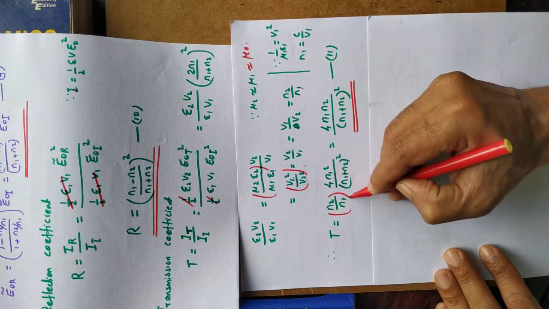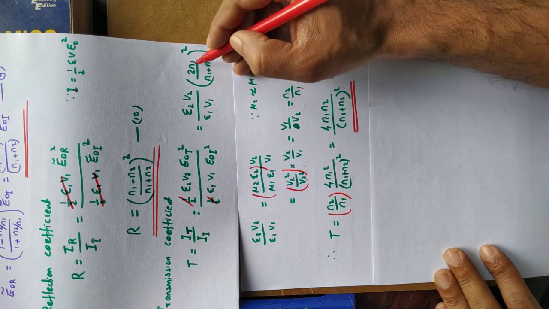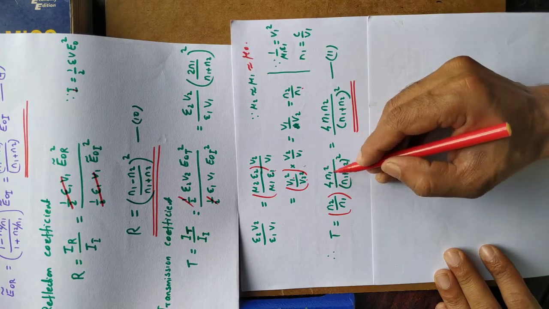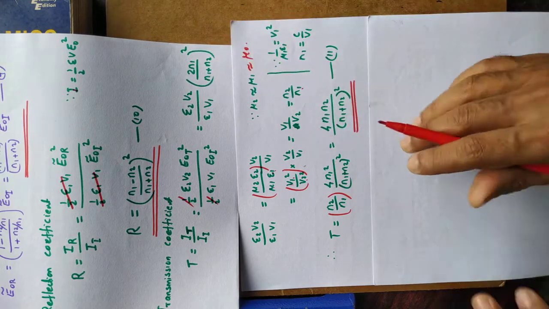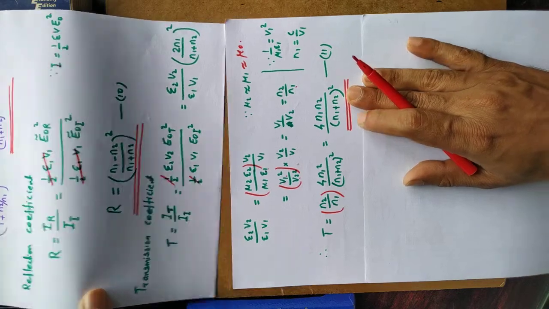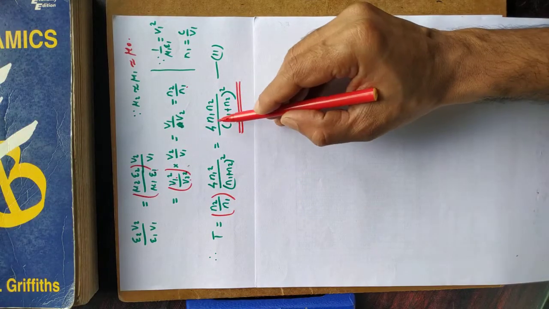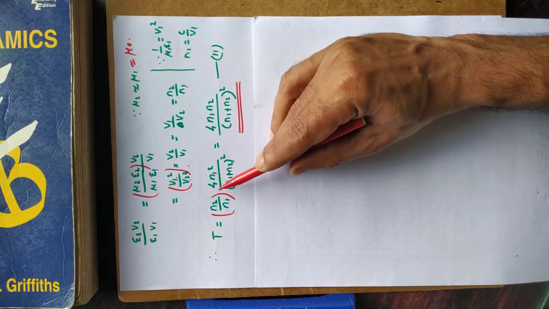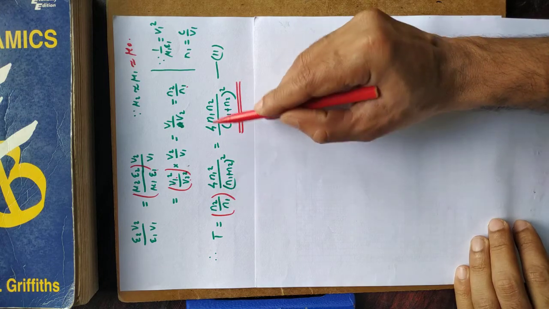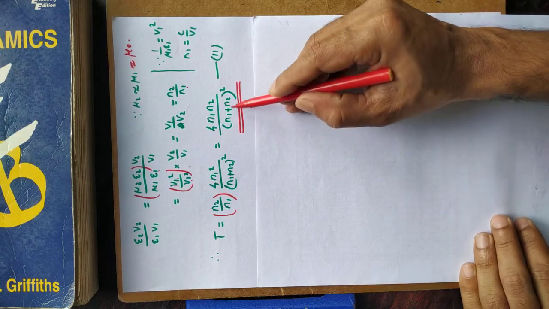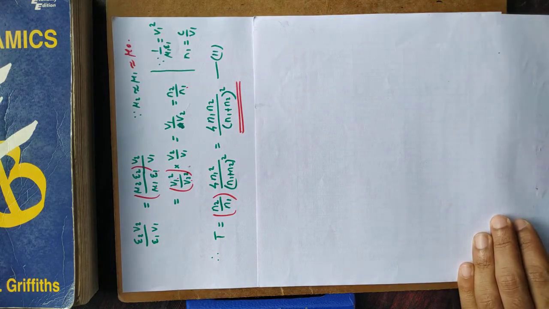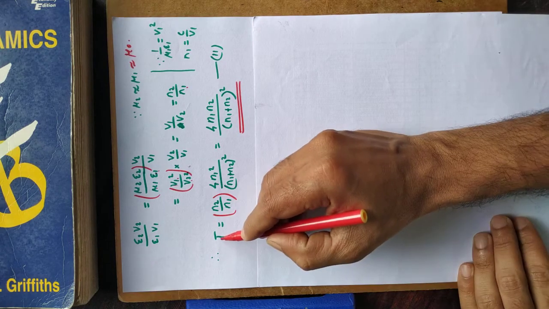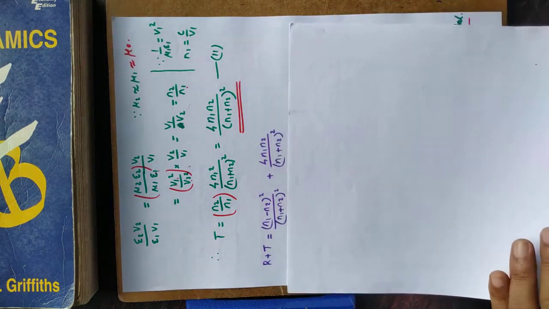So n2 by n1 into 2n1 square, that is 4n1 square divided by n1 plus n2 whole square. Okay, so n1 cancels, and we get 4n1 n2 divided by n1 plus n2 whole square. That is equation 11, the transmission coefficient in terms of refractive index only.